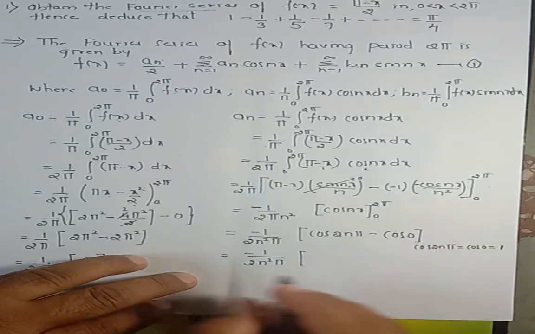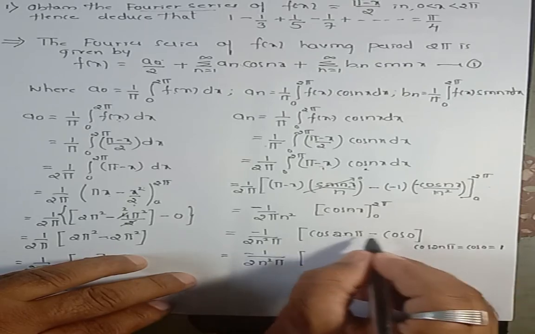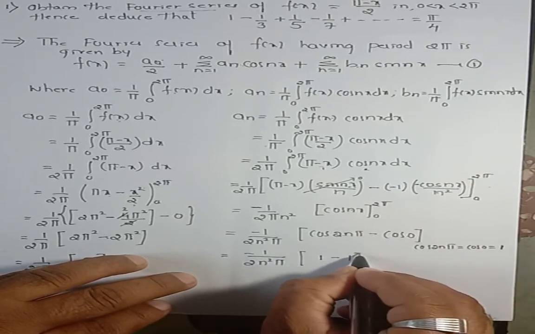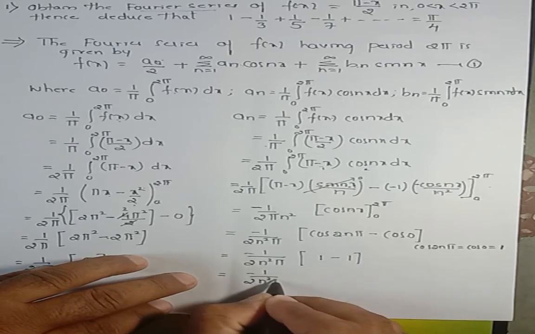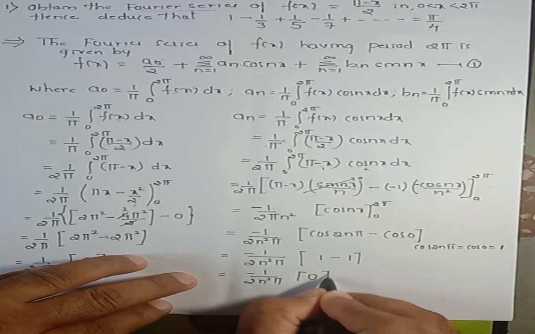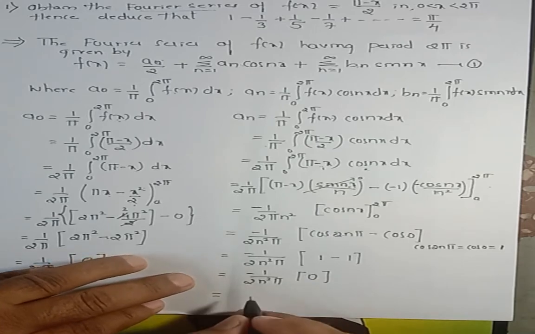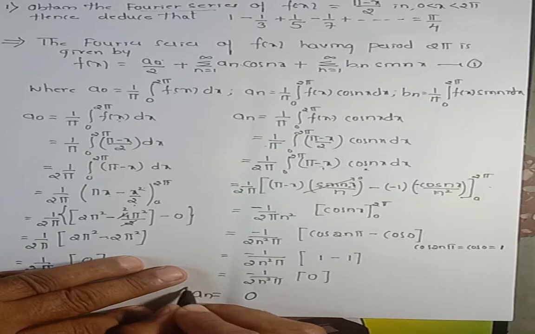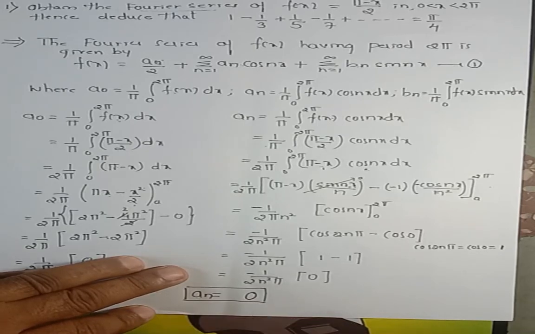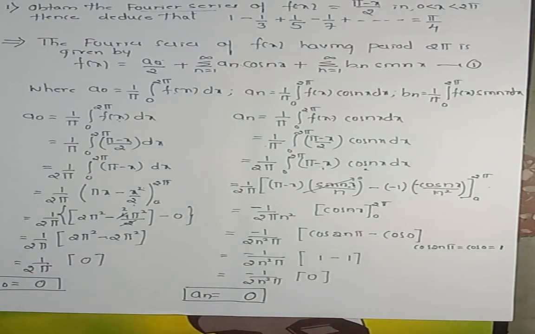cos 0 is 1, so therefore the value of this become 1 minus 1. So therefore finally minus 1 divided by 2n square pi, it become a 0. So therefore the value of this term becomes a 0. So therefore an is also become a 0. An also becomes a 0.